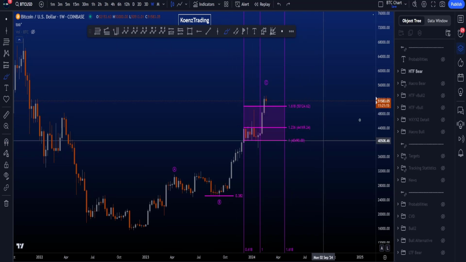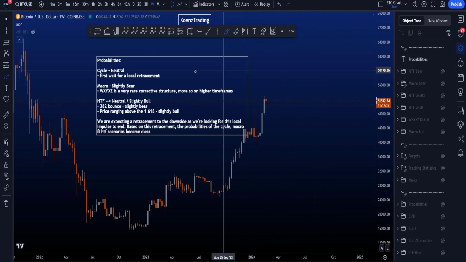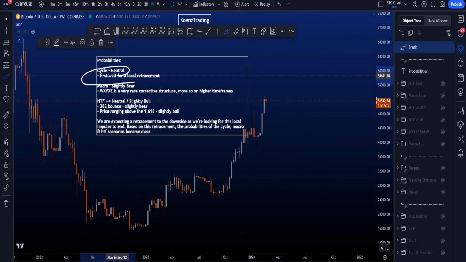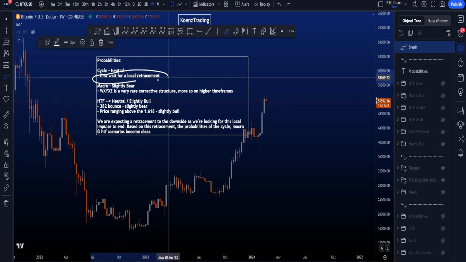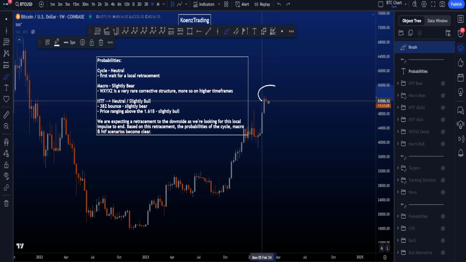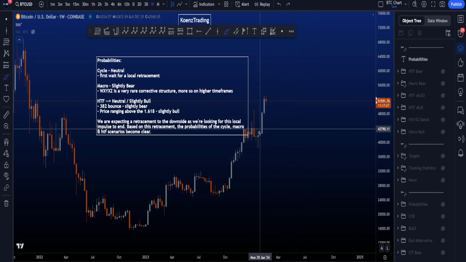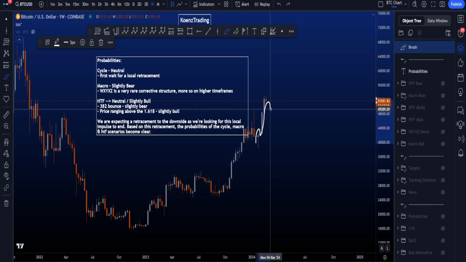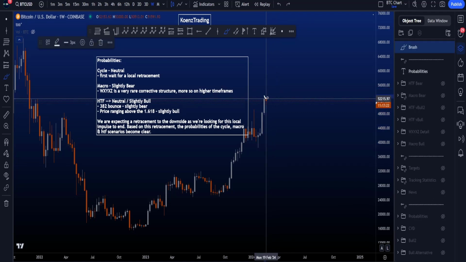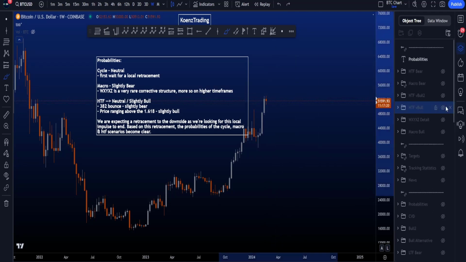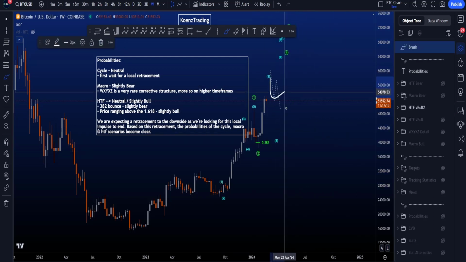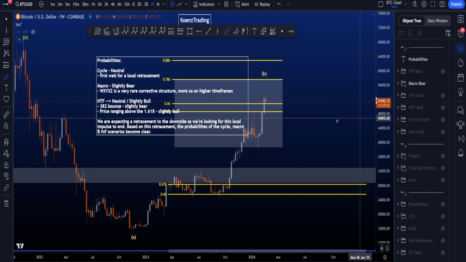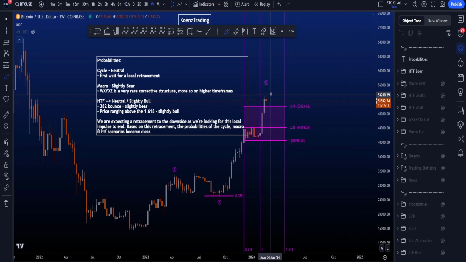And if we then look at the probabilities of the different scenarios, then on the cycle time frame, the monthly chart, probabilities are at the moment neutral, as we are waiting for a local retracement, and the retracement will give us all the information that we need, because based on the local structures, we are looking for an impulse to end. Yes, price can still move to the upside, but we are expecting a bit of a retracement to the downside, and based on the retracement that we get to the downside, we are then having a clear idea of the bearish scenario or the bullish scenarios.